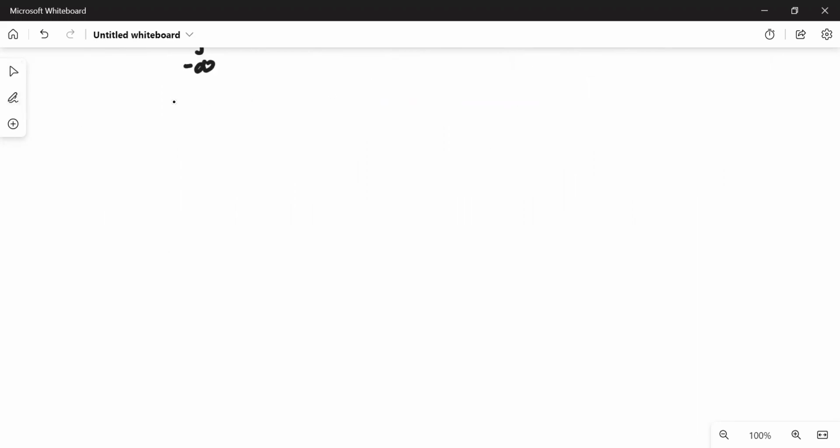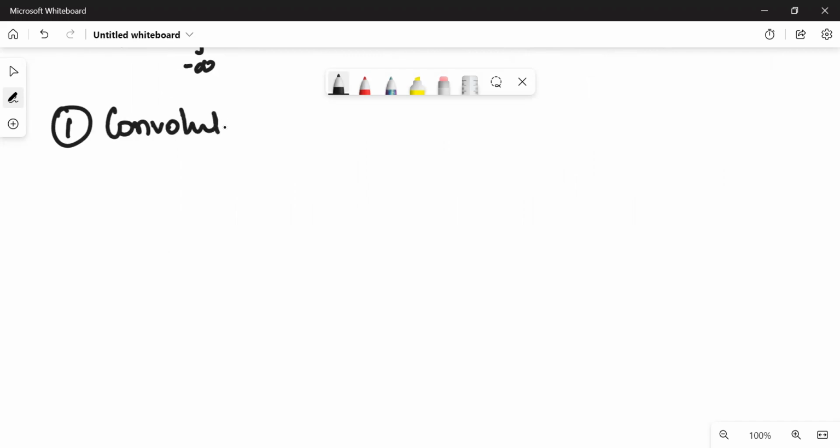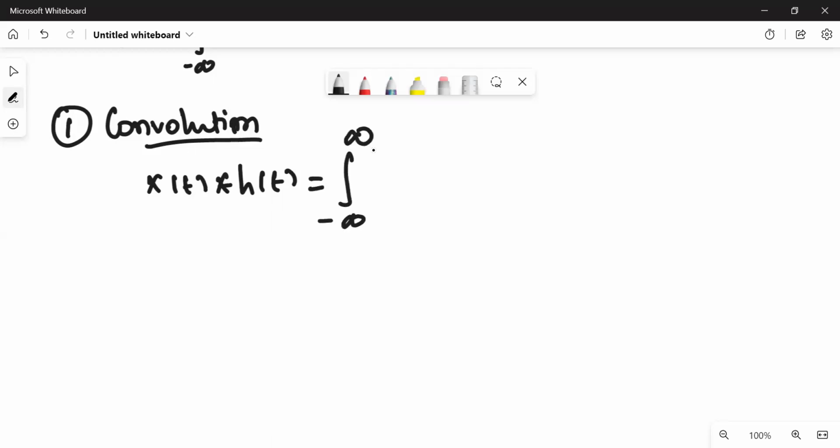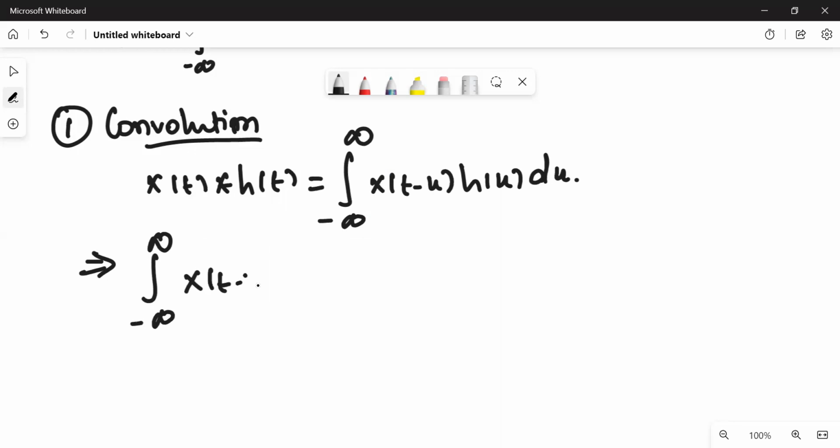Before we get into the proof, we should be clear with a few concepts. The first concept is the concept of convolution. The convolution of the two functions x of t and h of t is denoted as x of t convolution h of t. It is defined as the integral from minus infinity to infinity of x of t minus u h of u du. From this definition, can you say what the integral of x of t minus u into h of minus u du will be?